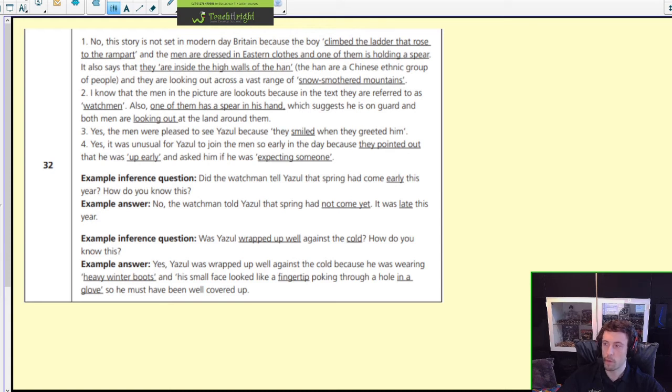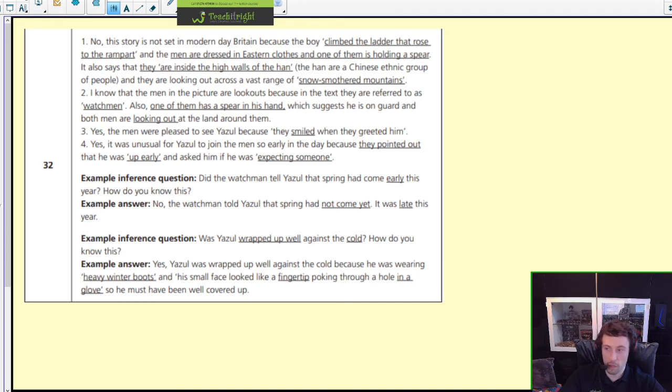Number 4, yes, it was probably unusual for him to get up early because they pointed out that it was early. If it's the normal time you get up, well, then that's the normal time. Early is relative, so it's obviously early for him. And again, they looked at him as if they were expecting somebody else. He was unexpected because it was early. So again, some example questions here.